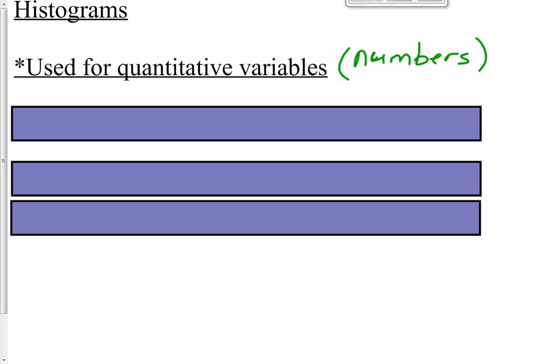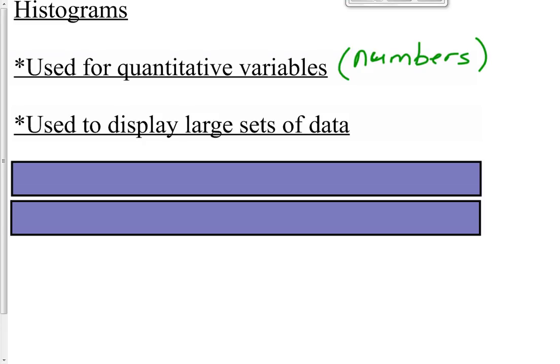What was your test grade on this one? That's a quantitative, that's a number. What was your bowling score in this bowling game? Was it 200 pins or something like that? That's a quantitative number. So histograms are used for quantitative variables. It's used to display large sets of data. So I could put 200 different data entries all on one histogram. That's a pretty big set. You could do thousands on one display, one histogram. So used for large sets of data.